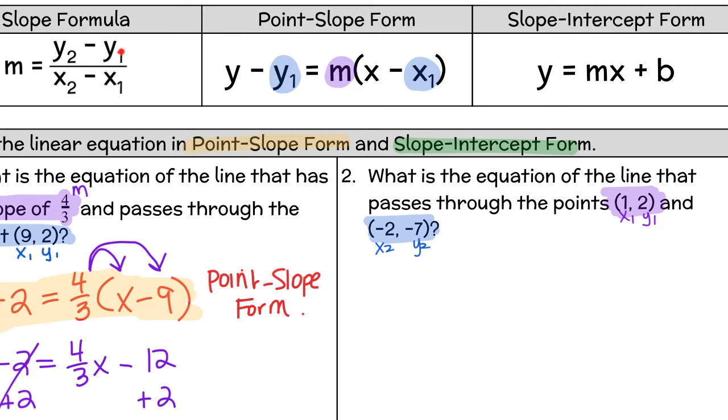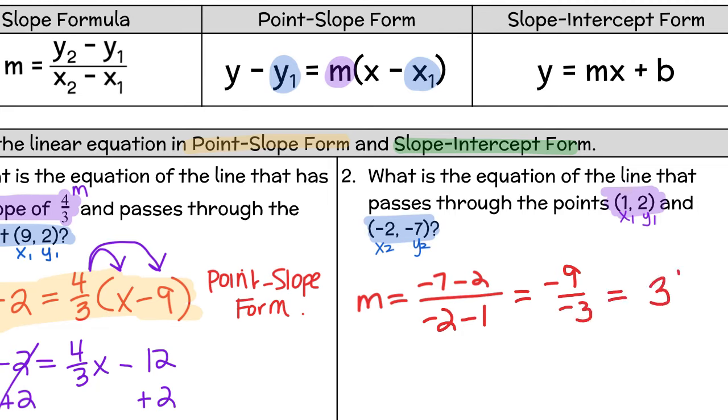So if you notice, I need to have the y's on the top, specifically y2 minus y1. So that would be negative 7 minus 2. Let me write this down. Then at the bottom, x2 minus x1. So negative 2 minus 1. This gives me negative 9 over negative 3, which simplifies to positive 3. So this is what I'm going to substitute for slope.